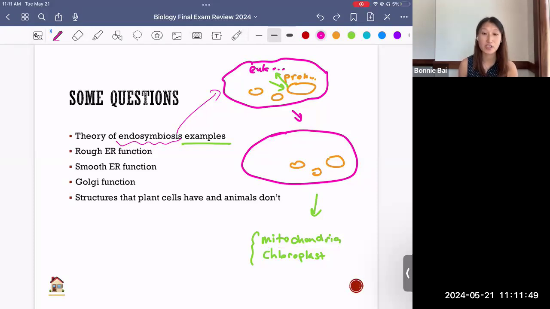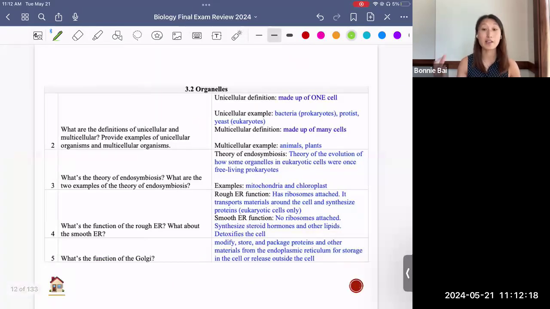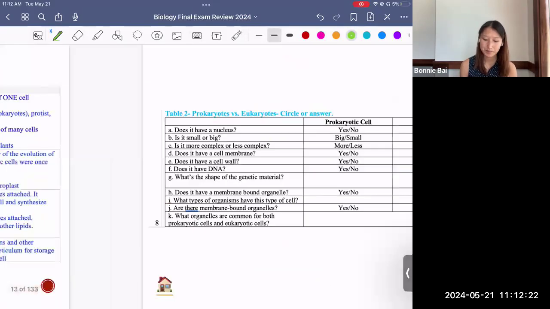Rough ER, smooth ER, all these functions we talked about already. Structures that plant cells have and animals don't. We want to focus on two, which are chloroplast and also, not mitochondria, the cell wall. The plant cells also have a large central vacuole. Animal cells have smaller little vacuoles, but these are two that we are focusing on right now. Okay, here's the answer key for certain questions. You can pause and take a look as needed.